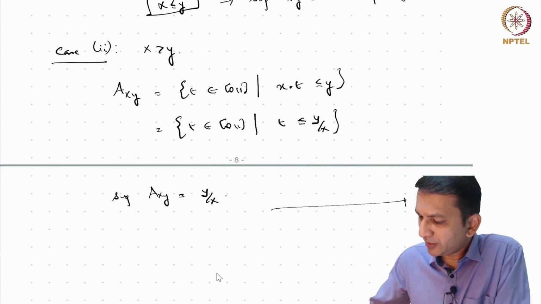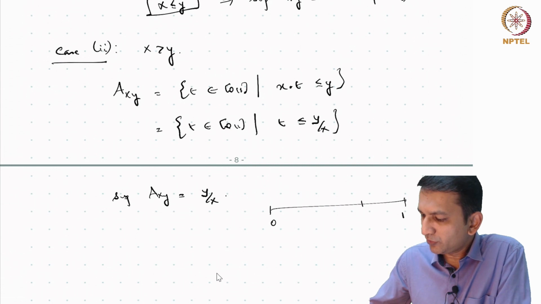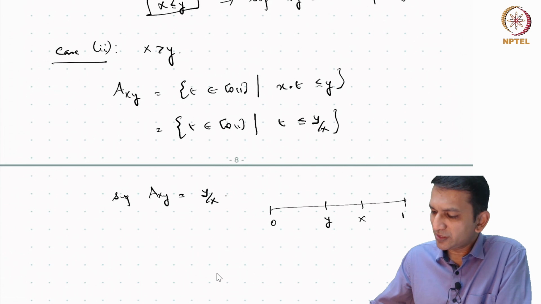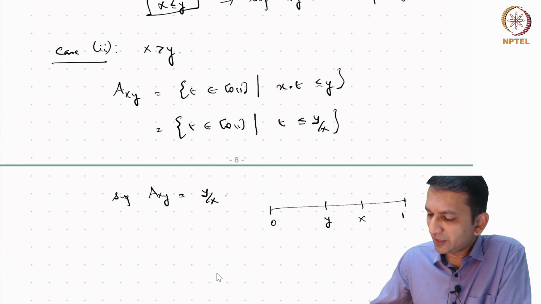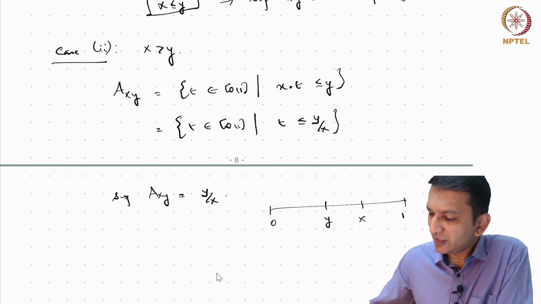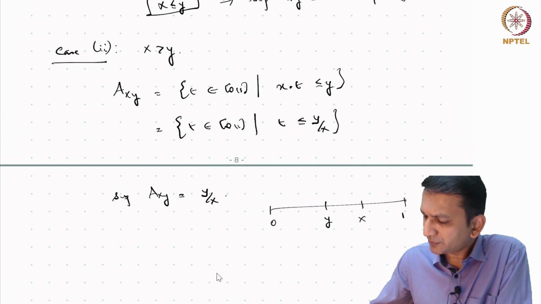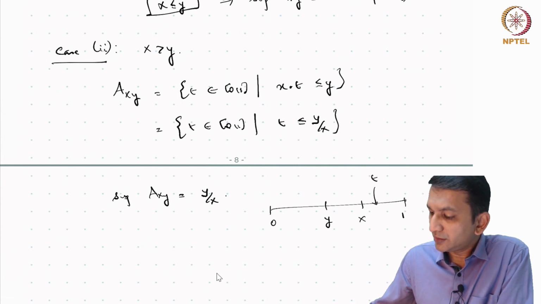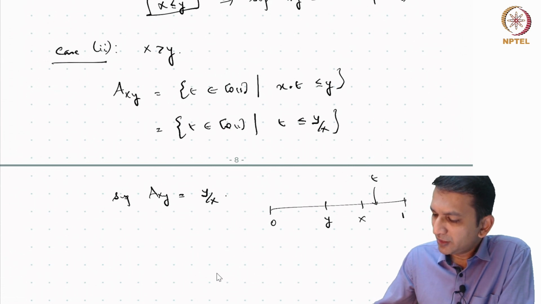If we were to look at it like this, we have 0, 1 here, and y here and x here. If you're asking the question, what is that t that we can go up to, the maximum of all the t's such that T of x comma t is less than or equal to y. So clearly for the product t-norm, the maximum t that you can get is y by x.